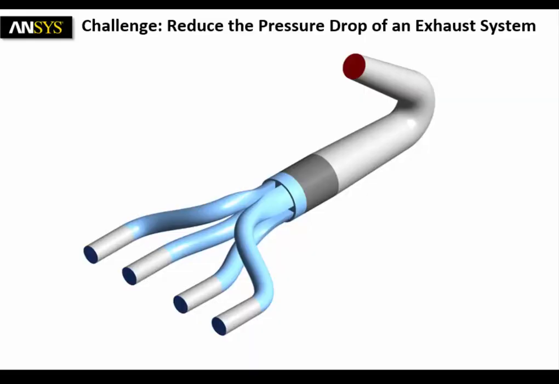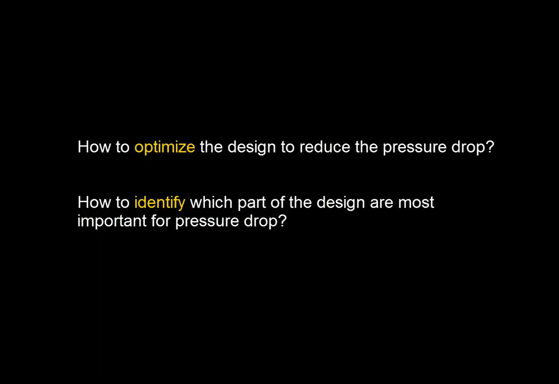Hi everyone, here's a challenge that I have for this short video. We're going to see how to best reduce the pressure drop of the exhaust system you're seeing here. And the question is really, how to optimize this design to reduce the pressure drop? How to identify the region which will have the most influence on the pressure drop?